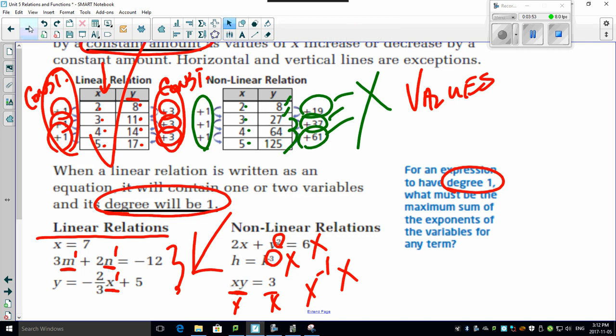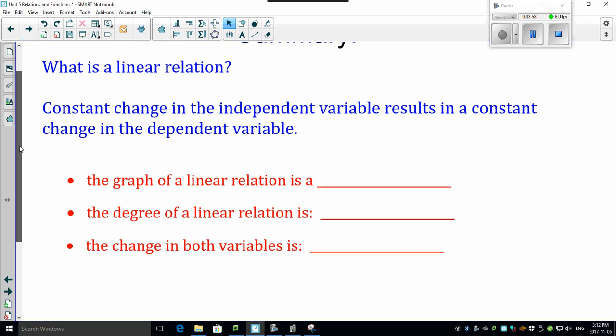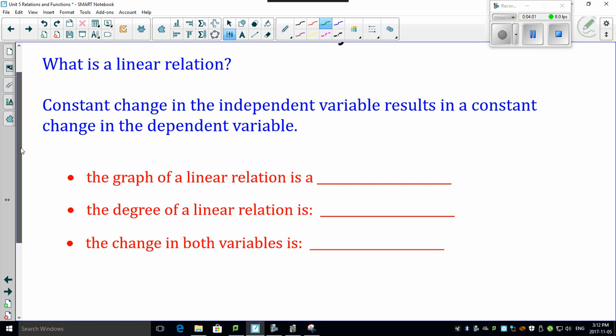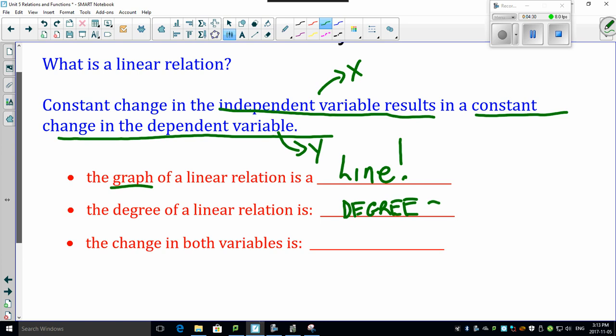So, okay, let's sum up. What is a linear relationship? It's a constant change in the independent variable results in a constant change in the dependent variable. So in other words, a constant change in the x gives you a constant change in the y. That's why the graph of a linear relationship is a line. Yay! Okay, the degree is always degree of 1. So your x or your y or whatever is always going to be 1.